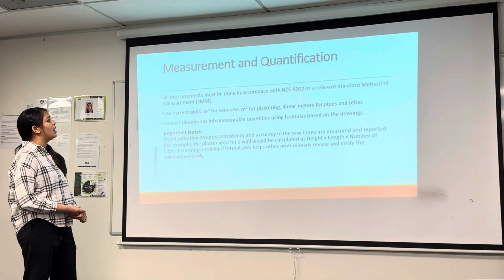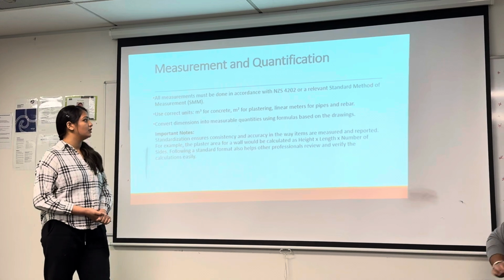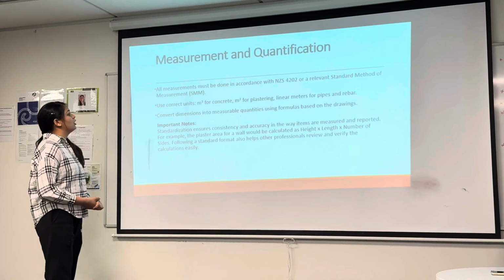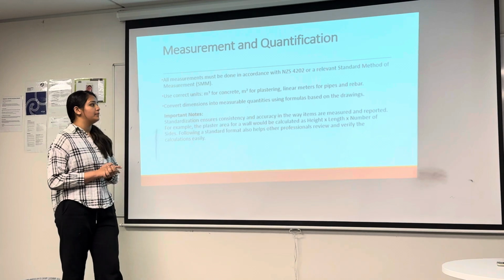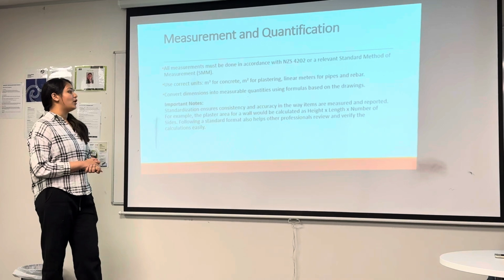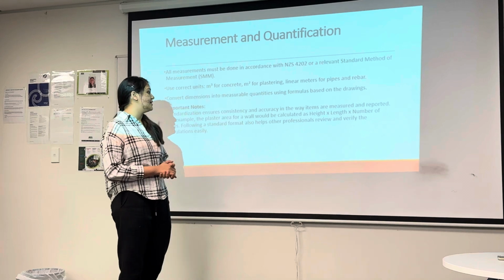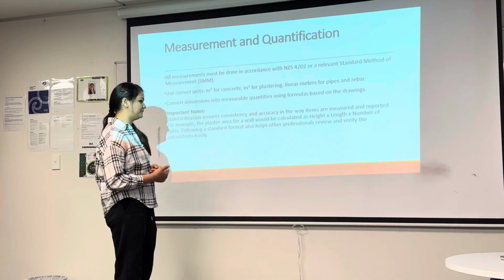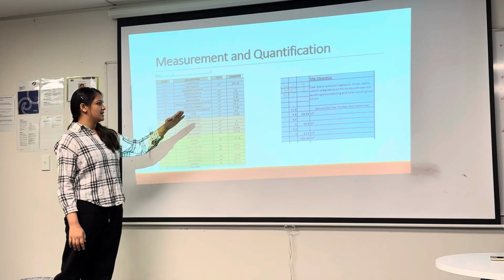Next, we're going to discuss measurement and quantification. All the measurements should be done in accordance with NZS 4202, a relevant standard method of New Zealand. The correct units are cubic meters for concrete, square meters for plastering, and linear meters for pipe and rebar. An important note is that we keep it consistent and accurate, to measure it correctly and report it. Also, an example will be height times length to get the area. This is just an example which we clearly see in this image.